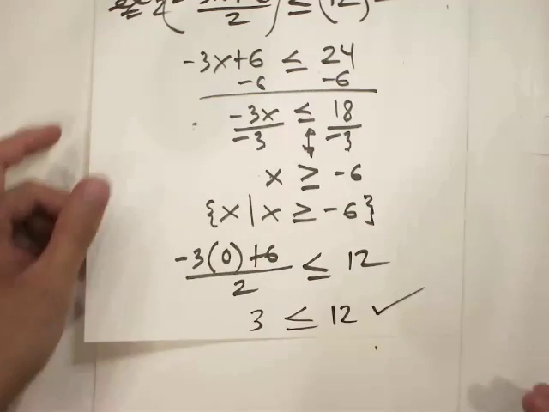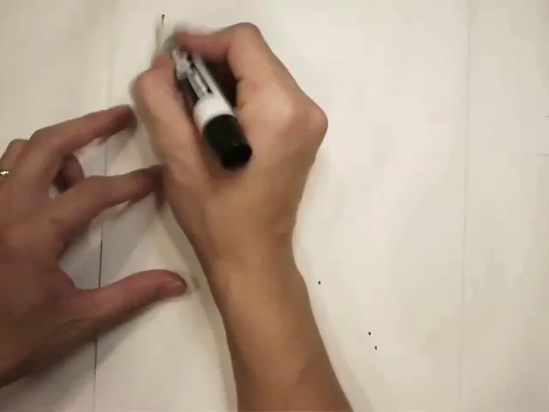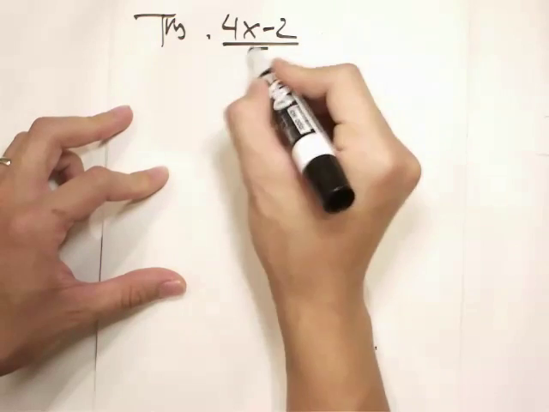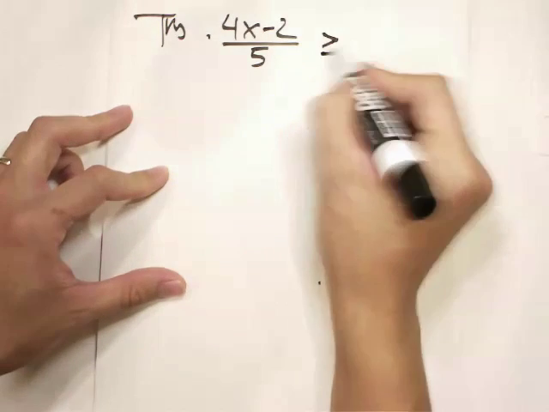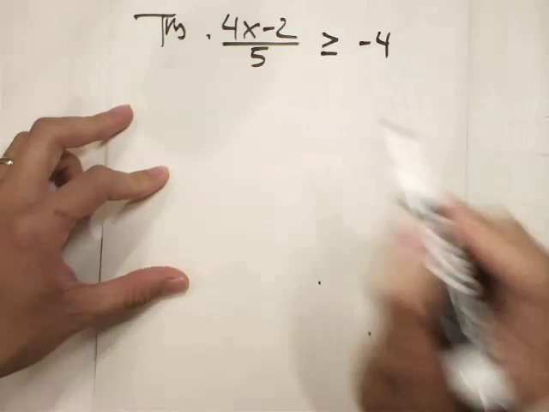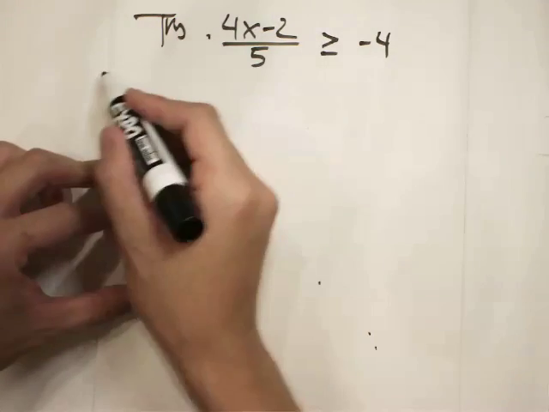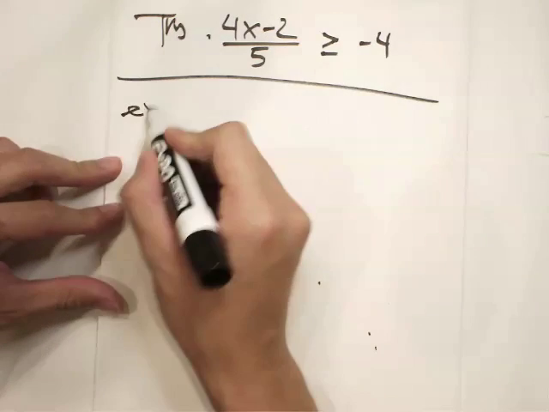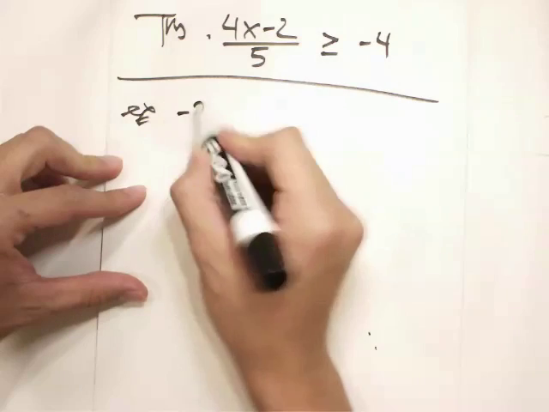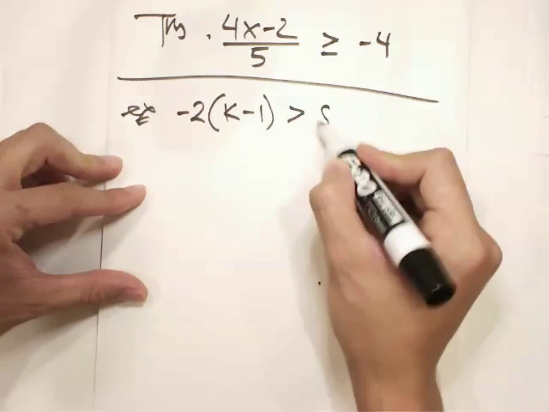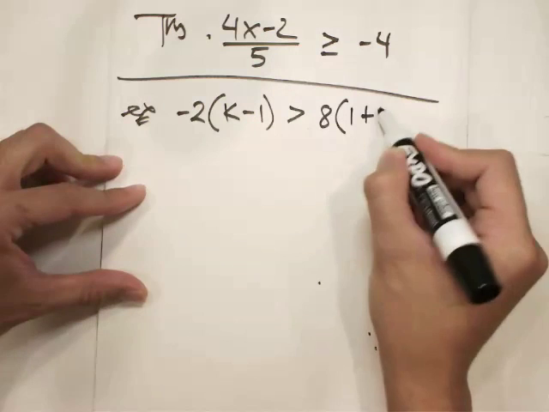And I want you to go ahead and work on this next problem yourself. Try this one. 4x minus 2 over 5 greater than or equal to negative 4. Okay, see if you can obtain the solution for x. Okay, take a look at this last example that I have for you. Negative 2 times k minus 1 greater than 8 times 1 plus k.